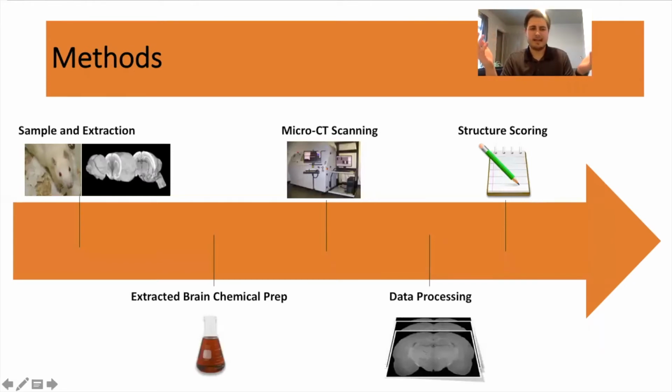For our methods, we began with our sample, which was one male Sprague Dawley rat, and all excess tissues were manually removed. The brain chemical prep began with 4% paraformaldehyde. The brain was then moved into a sucrose immersion. It was then soaked in Lugol's iodine, and following this, it was given a deionized water bath. The brain was scanned at the Micro-CT Imaging Consortium for Research and Outreach at 16 microns.